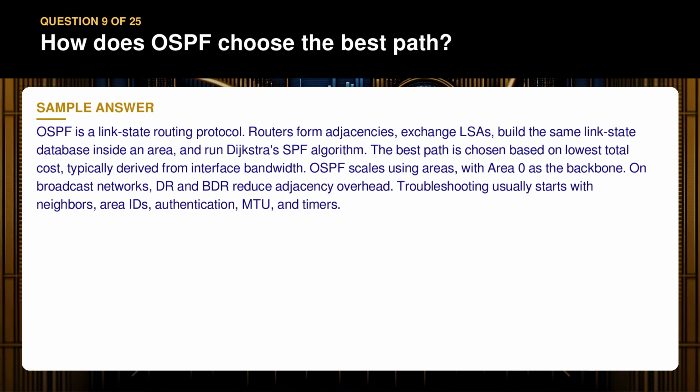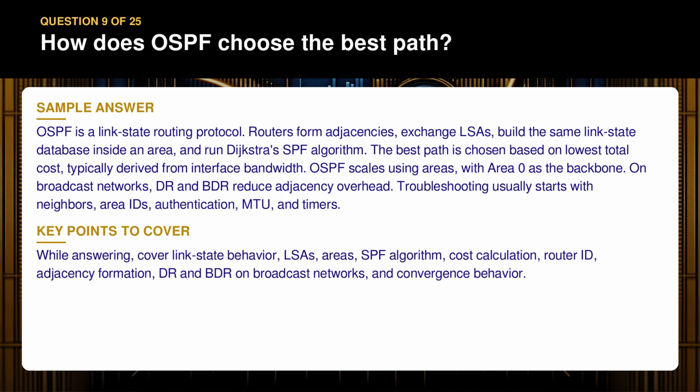Troubleshooting usually starts with neighbors, area IDs, authentication, MTU, and timers. While answering, cover link state behavior, LSAs, areas, SPF algorithm, cost calculation, router ID, adjacency formation, DR and BDR on broadcast networks, and convergence behavior.